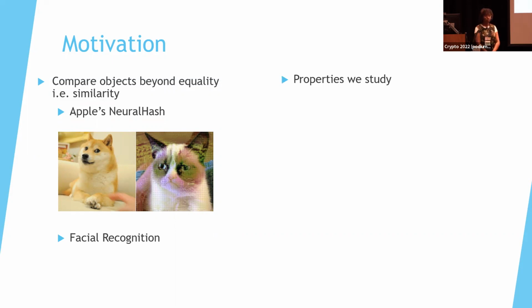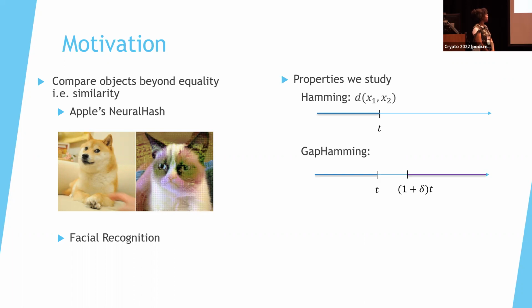In this particular work, to compare objects, the property that we study is the Hamming property, which determines if the distance between two strings x1 and x2 is less than or equal to some threshold t. Okay, and then we also mention this gap Hamming predicate, which determines if that distance is less than or equal to t, or greater than or equal to this 1 plus delta times t for some constant delta.